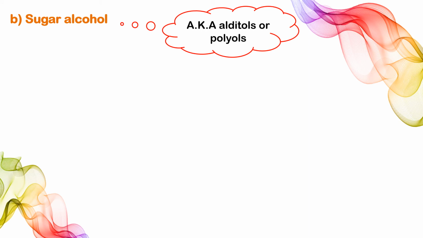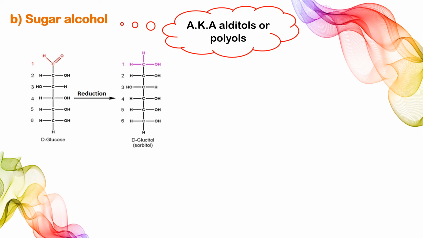The second monosaccharide derivative we're going to cover is sugar alcohol. It is also known as alditols or polyols for having multiple hydroxyl groups. It derives from the reduction reaction of the monosaccharide's carbonyl group. It is a water-soluble solid which can occur naturally or be produced industrially.